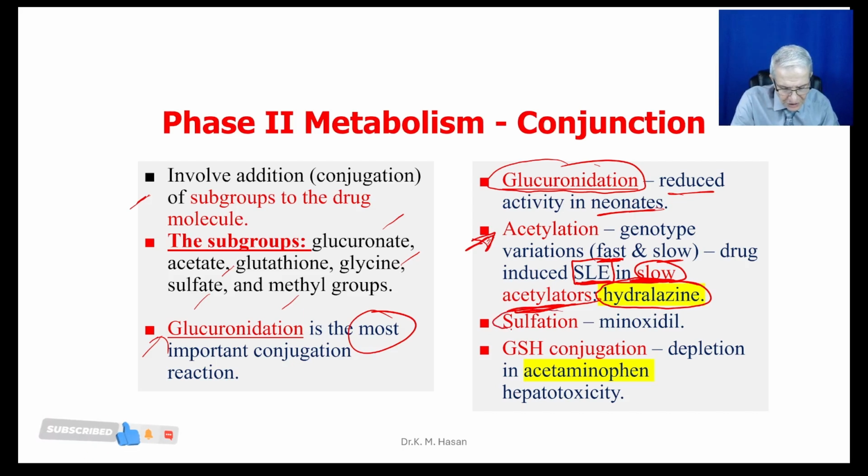Another conjugation example is the medication minoxidil. Minoxidil is metabolized through the sulfation process. Acetaminophen is metabolized through a process called GSH conjugation. GSH conjugation stands for glutathione. So glutathione and GSH are the same.